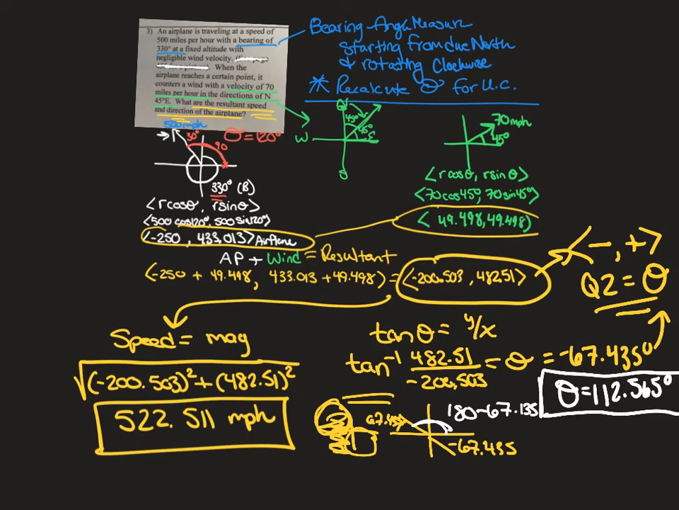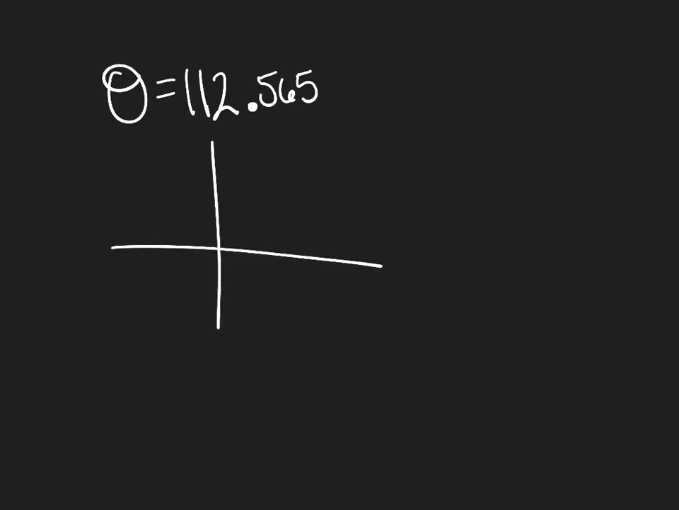Let's talk about a couple other answers we could have. I'm going to do that on the next page. But on this page, this is fine as your speed, and this also is fine as your answer. And for the white box, we had a theta of 112.565. On the unit circle, that's this thing.